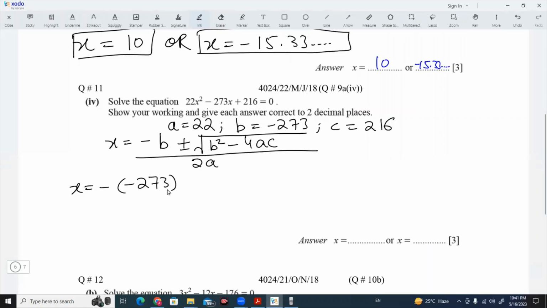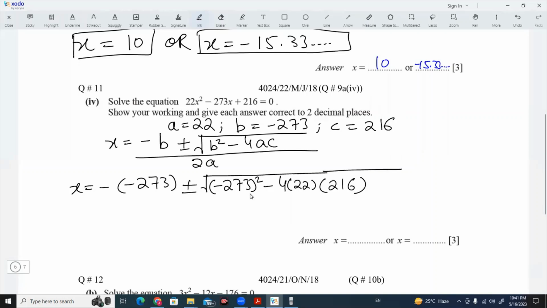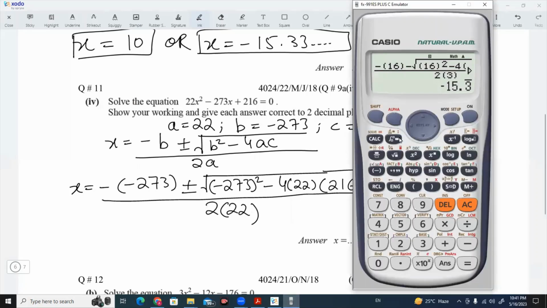So now putting the values, x equals to minus, and the value b is also minus, so it's minus 273 and plus minus whole square root. So minus 273 whole squared and then minus 4 times 22 and times positive 216. So whole divided by 2 multiplied by 22. Now replacing the values in the calculator, then we are having our answer.